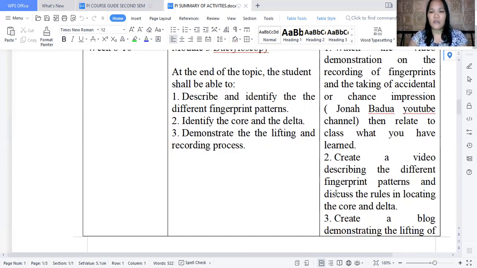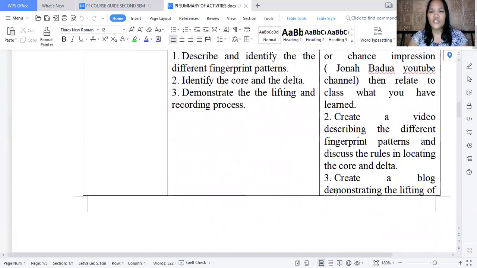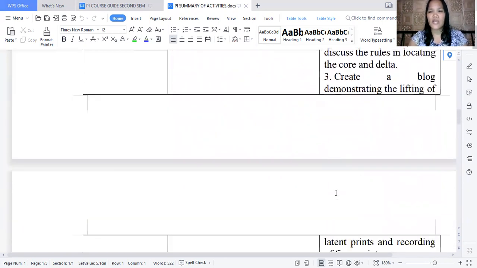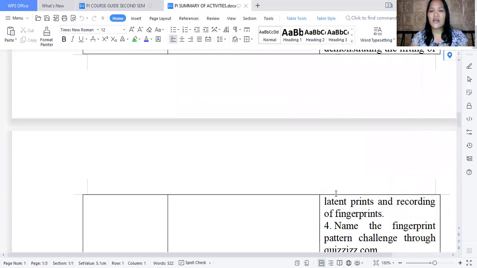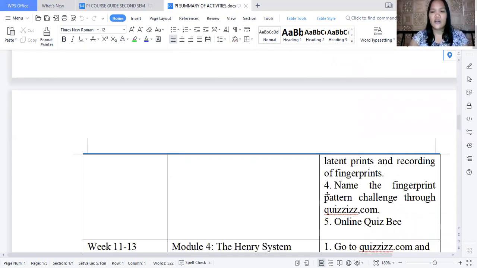Then number 3, you will create a blog in which you demonstrate the lifting of latent prints and the recording of fingerprints. I will come up with a video demonstration for you to follow so that you will be properly guided. And lastly, you will again create a quiz on quizzes.com. Name it the fingerprint pattern challenge.